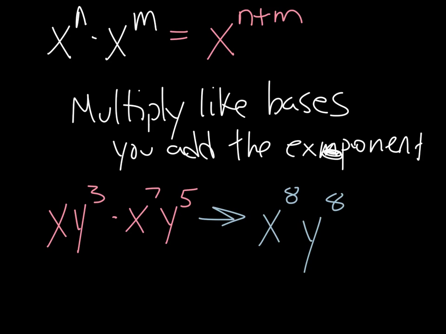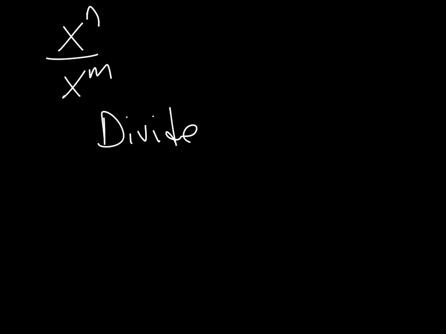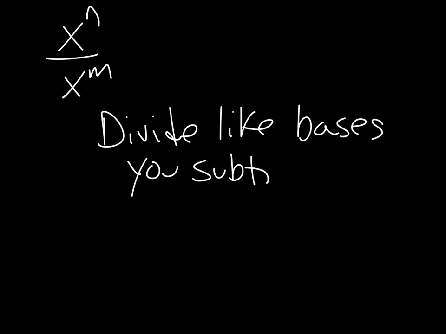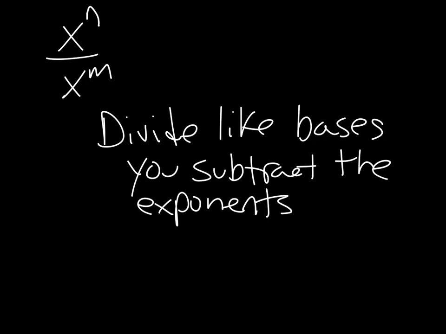All right, if I get too fast, slow me down. I want to make sure we get to the same spot. Now, dividing like bases. When you divide like bases, what do you do with the exponents? That's right. For our example up here, that would look like x to the n minus m.